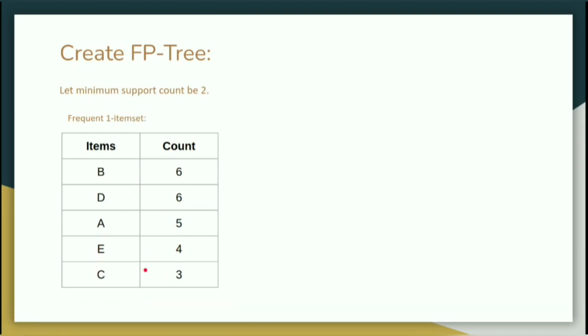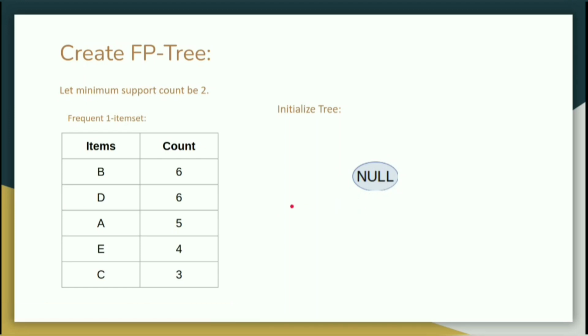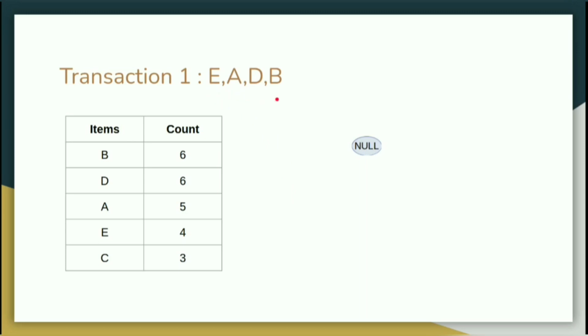Before starting the second pass, it initializes the tree. The tree is initialized with a node which has null, that is nothing. This is called the root node of the FP tree. After this it starts taking the second pass over the data. While taking the pass, it scans each of the transactions, and in each transaction it sorts the items on the basis of the frequent one-item set list, which was in the decreasing order of their counts. So after sorting, it will get B, D, A, E from this transaction.